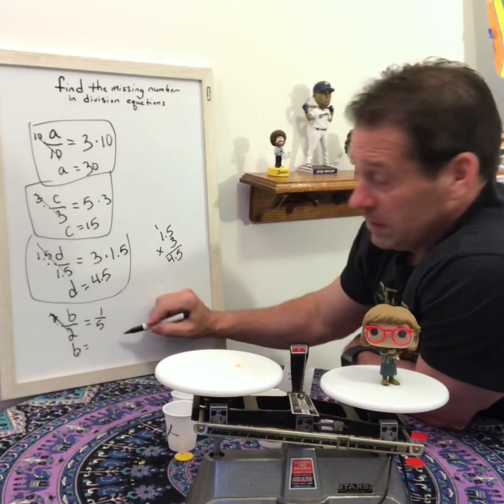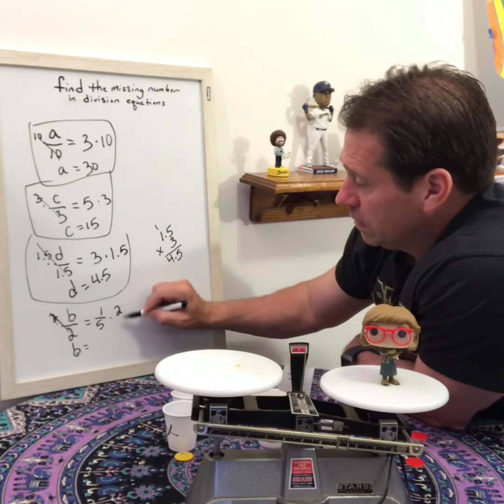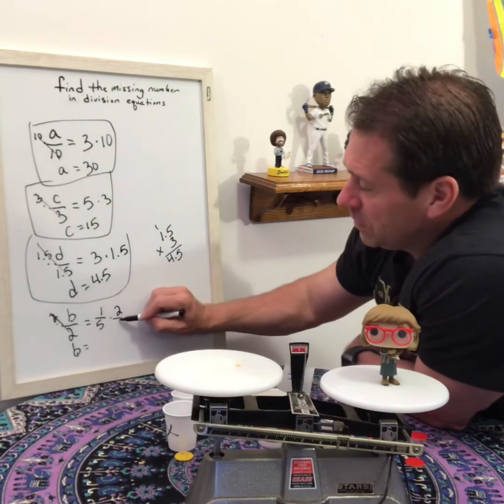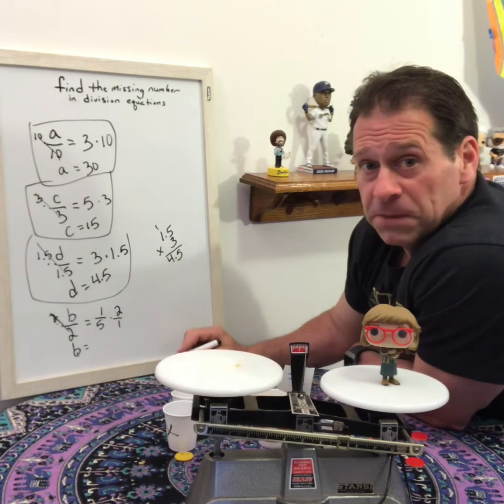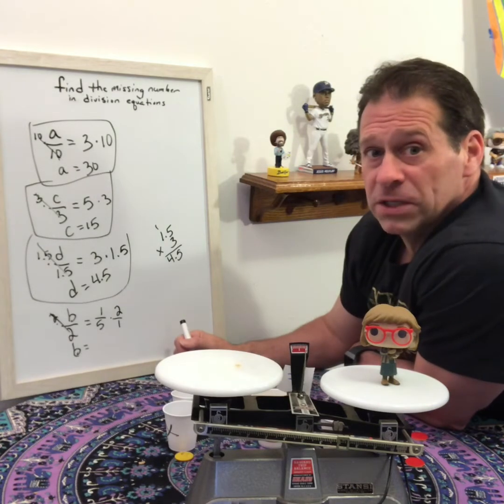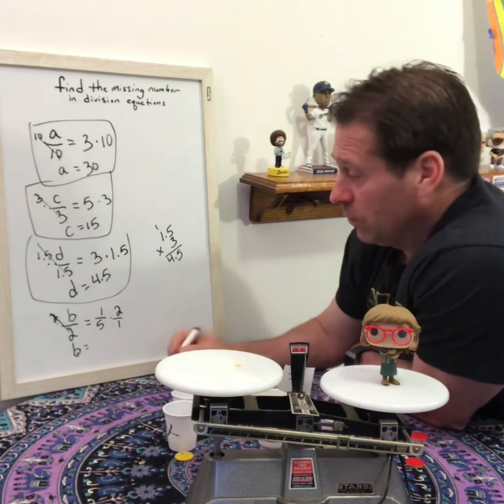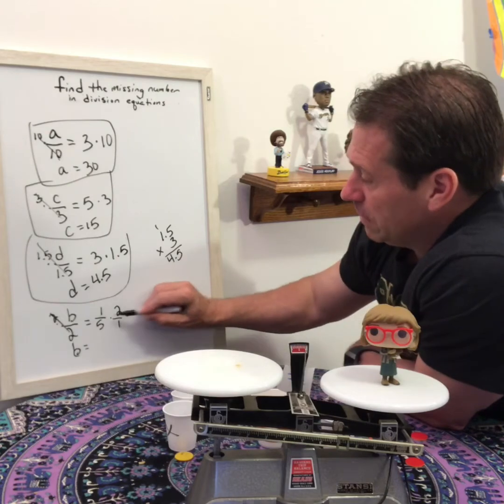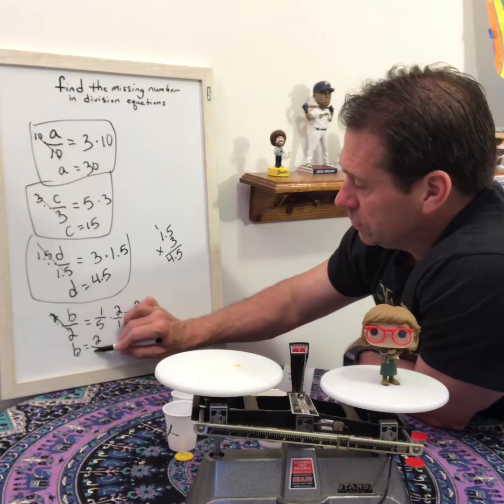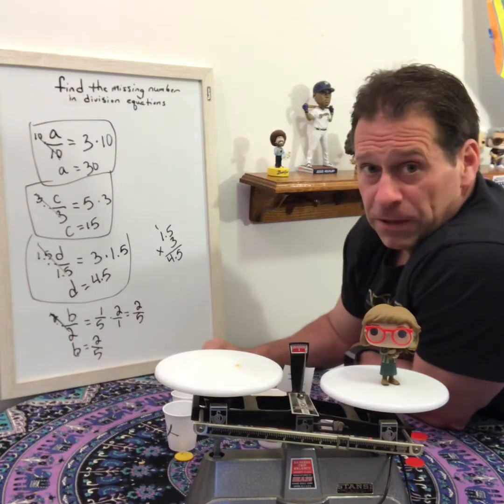Now I have to do the same thing to the other side. So I get 1/5 times 2. When you multiply fractions, you just do top times top, bottom times bottom. You need to change the whole number into a fraction, and you do that by putting it over 1. This becomes top times top, 2/5. So b is 2/5. Not a problem at all.